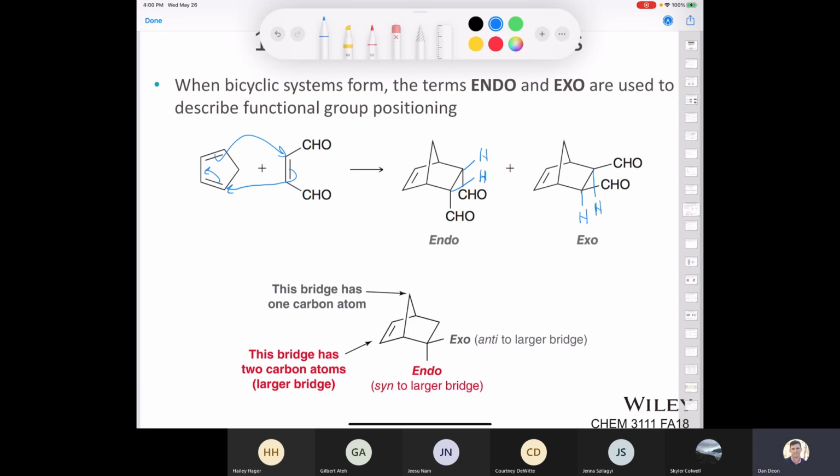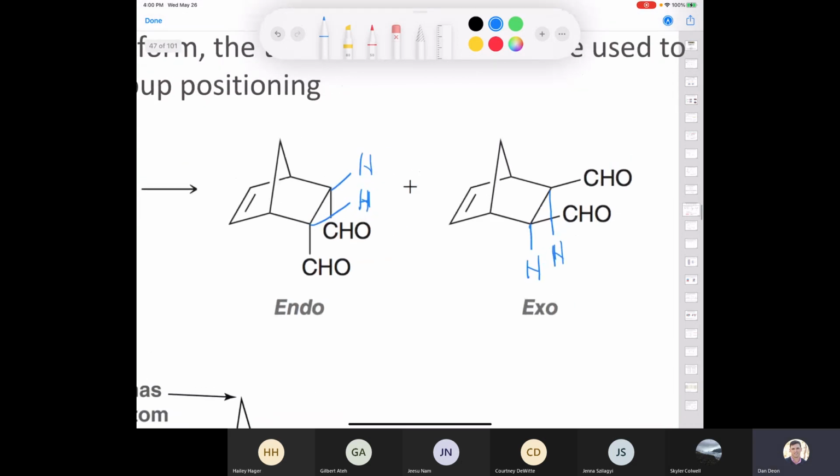Now, if we compare those two molecules, you have a 2-carbon bridge and a 1-carbon bridge. Since the 1-carbon bridge is smaller than the 2-carbon bridge, you might think that these two big aldehyde groups would be better off here, because when they're down here, there's going to be steric interaction since that bridge is bigger. But in fact, it's not the case. Okay. The major product is the endo product. This is the major product.